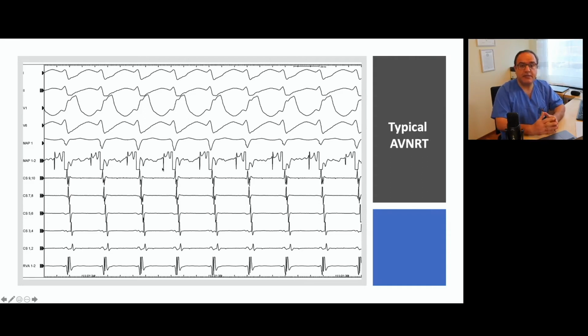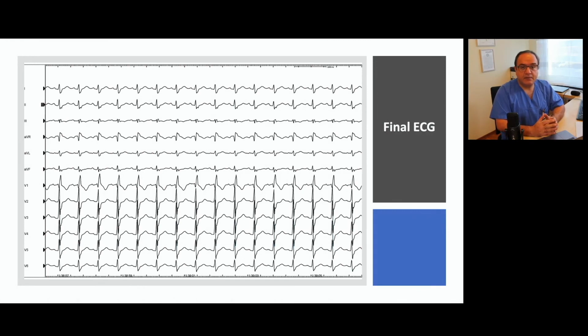And actually, this patient received an ICD for the very fast AVNRT, which usually resulted in syncope in this patient. So the slow pathway was successfully modulated. The tachycardia was not inducible at the end of the procedure, and after a slow pathway modulation, as you can see in this ECG, we didn't see double ventricular response anymore.